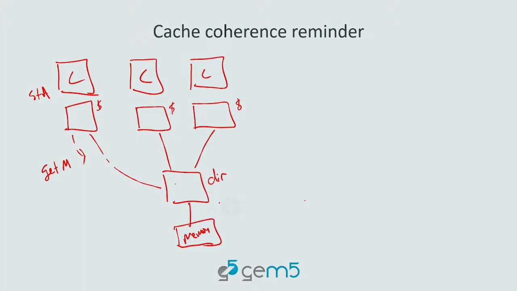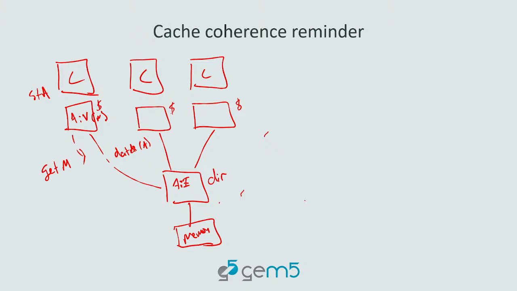The directory is going to look at A and see that it's currently invalid. No caches have A. And then it's going to get A out of memory and then forward or send a response, say data for A, and then we insert A into the cache with some valid data. And we'll be in M state.